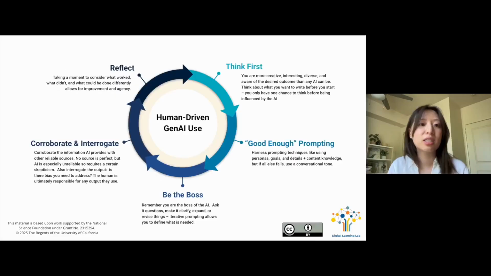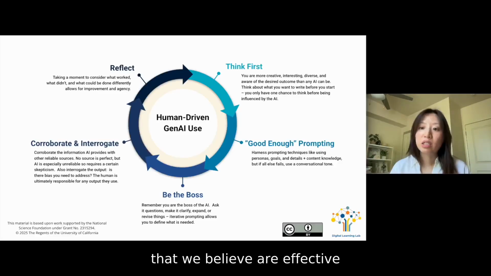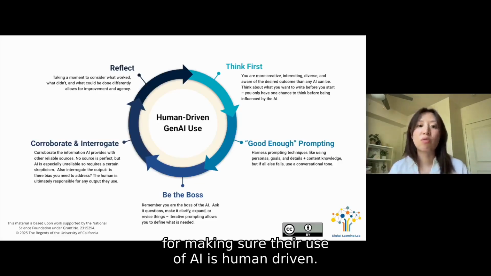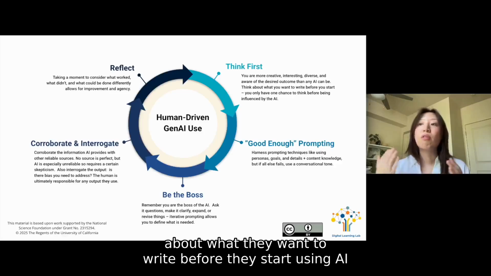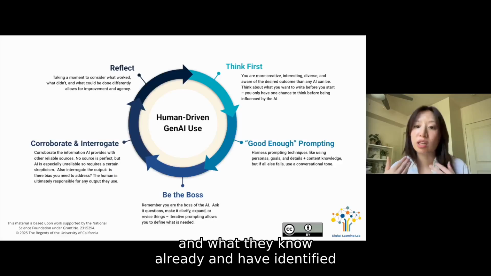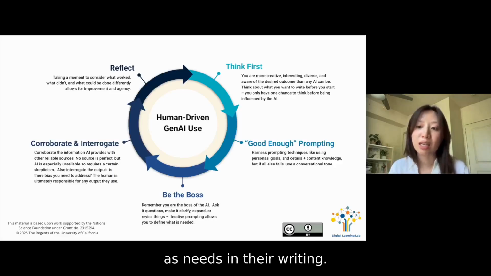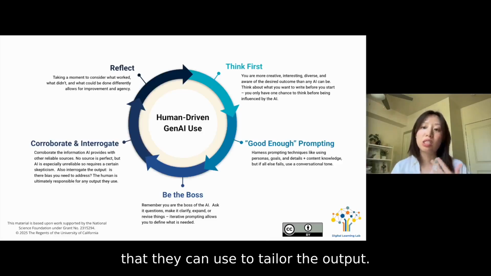So a process that's very consistent with how many instructors already approach integrating technology and integrating new activities and new curriculum in their courses. And then for students, we have general practices that we believe are effective for making sure their use of AI is human driven. So making sure that they think first about what they want to write before they start using AI, so that that process is driven by what they want and what they know already and have identified as needs in their writing. Then they can move into prompting techniques that they can use to tailor the output.